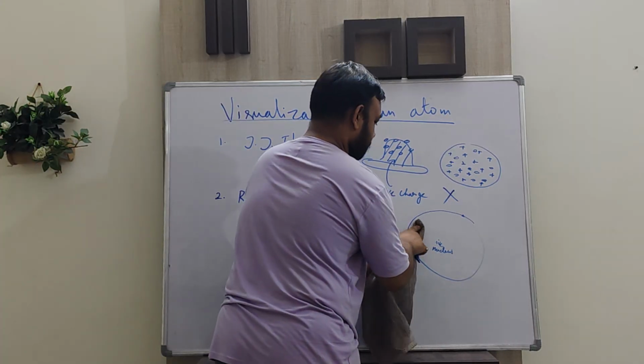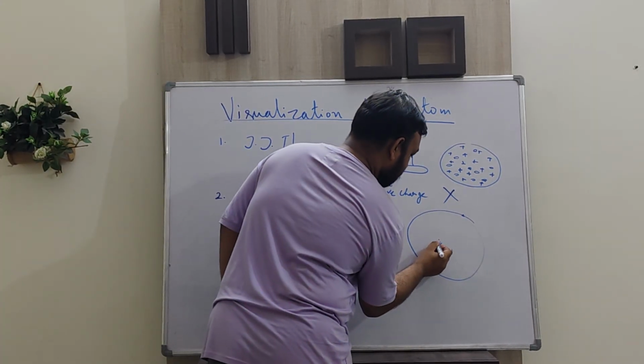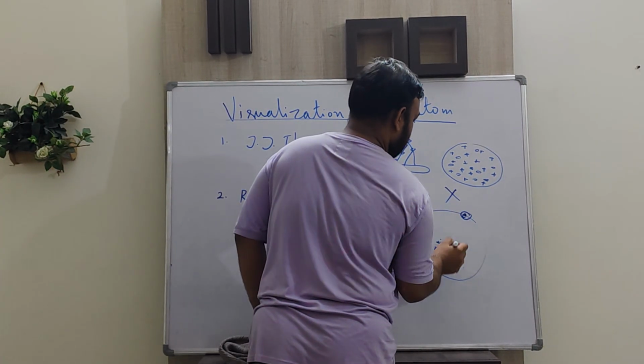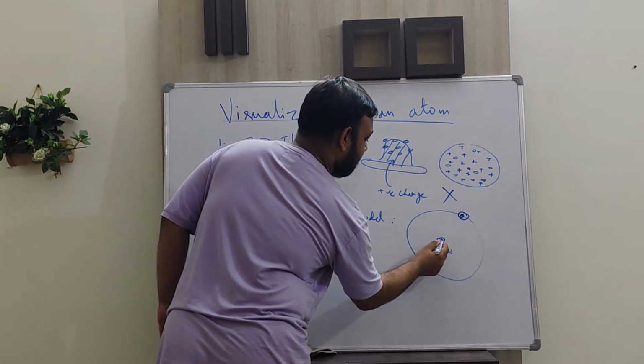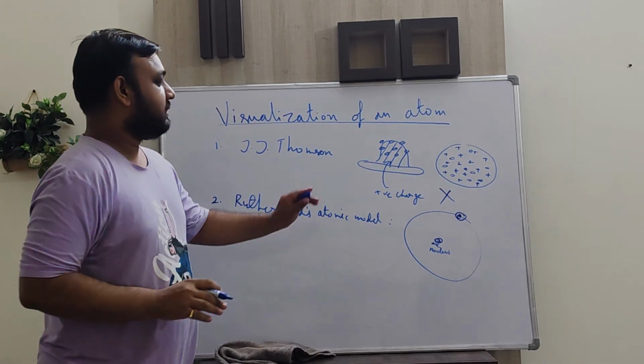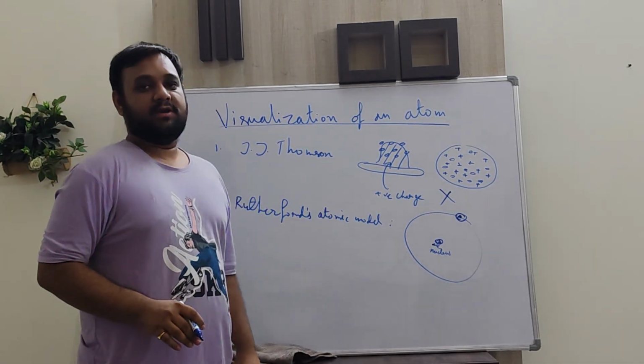Let me erase this one to make it clearer. So this was the model. This was a very basic model of an atom. There is a nucleus, very tiny. Let me make it big so that you can see it more. A tiny nucleus, and electrons revolving.